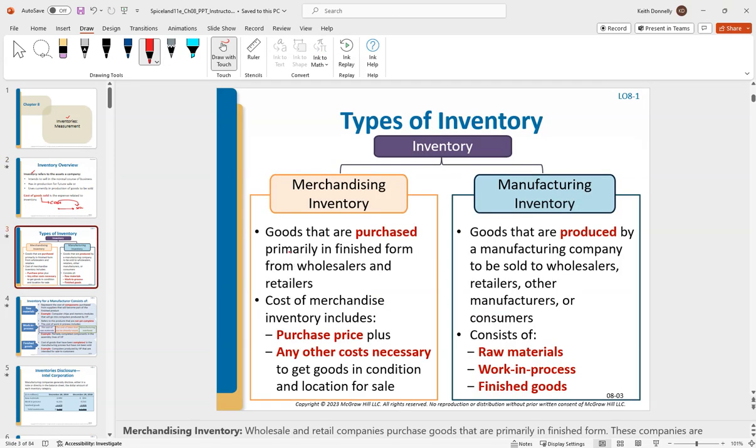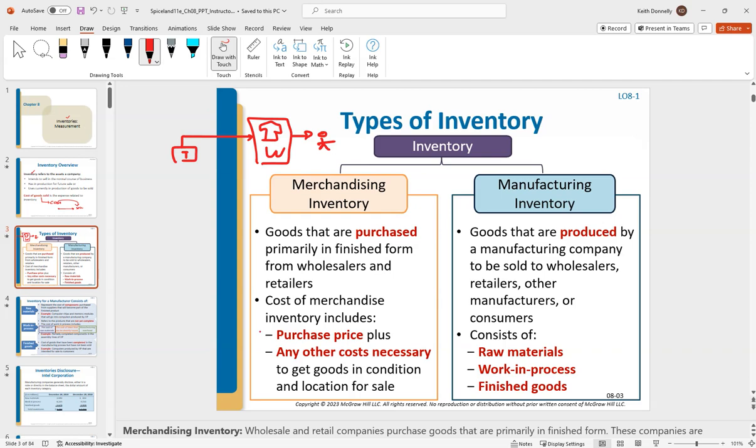In this way, we kind of have two different business types: a merchandiser and a manufacturer. A merchandiser would be something like Walmart. So when you go into Walmart and you buy a t-shirt, Walmart didn't make that t-shirt. They bought it from maybe a t-shirt company, and then they resell it to you as the customer. So that's the idea of a merchandiser.